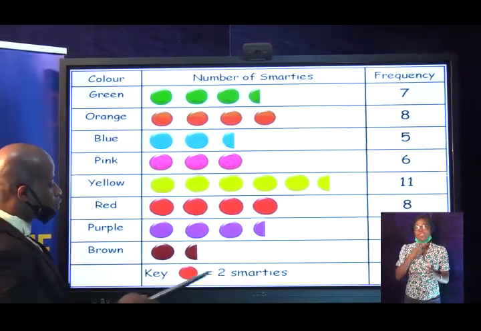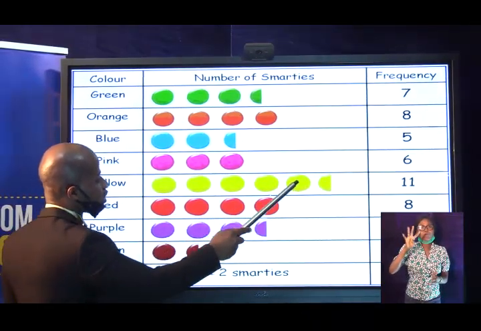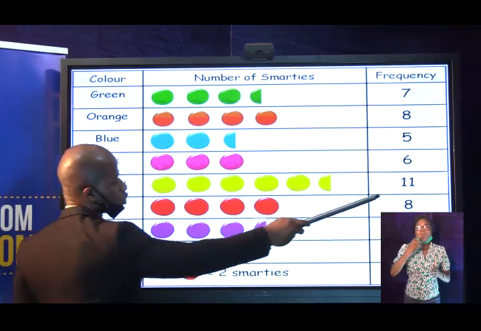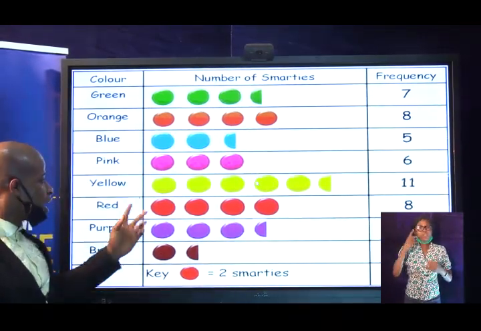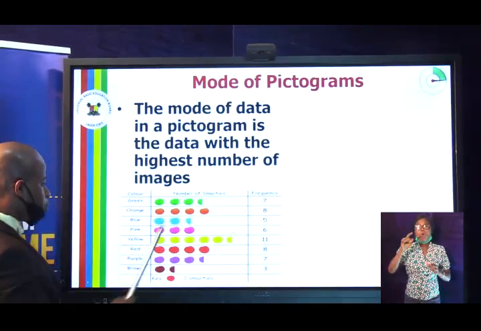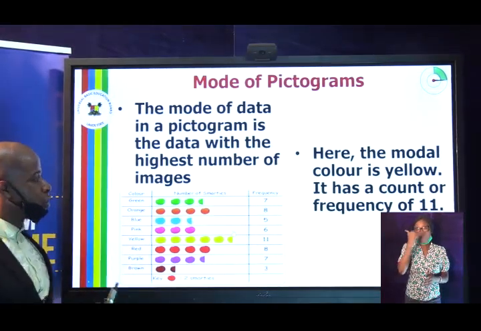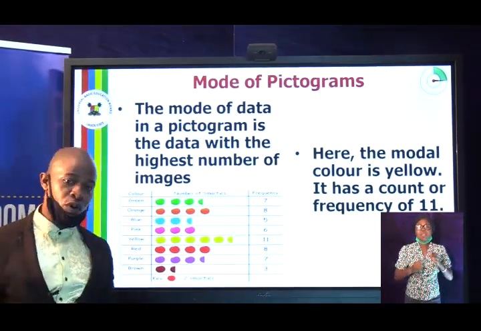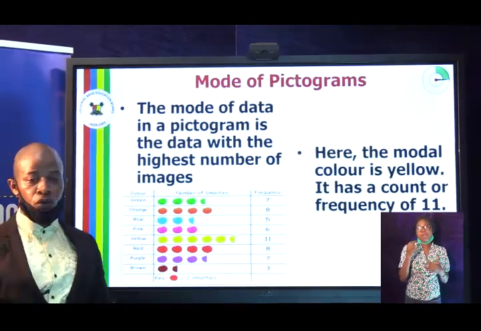Following the key, one image represents two Smarties, and you have 2, 4, 6, 8, 10, then half will be 11. And of course, when you check under the frequency column, you see that yellow has the highest count. So the mode is not 11, the mode is the data, and that is yellow, as you can see. The modal color is yellow. It has a frequency or count of 11, which is the highest of all these.